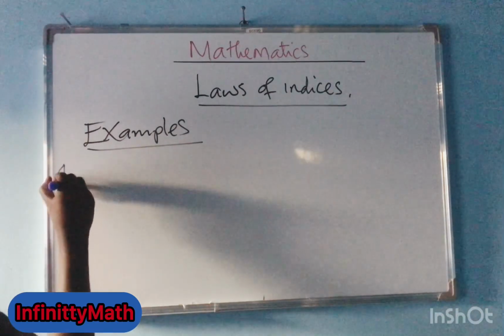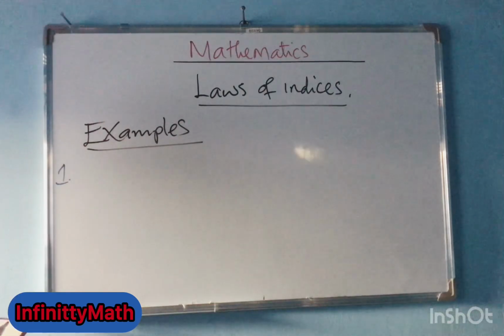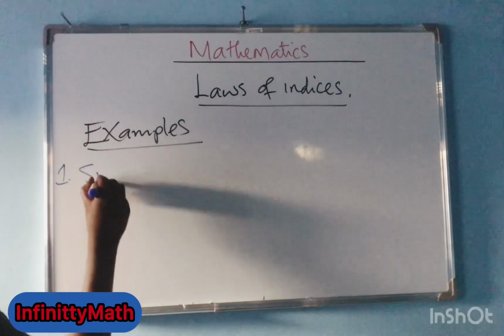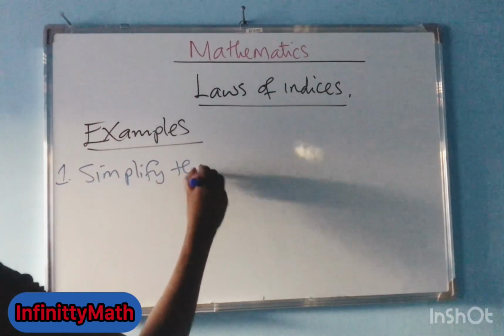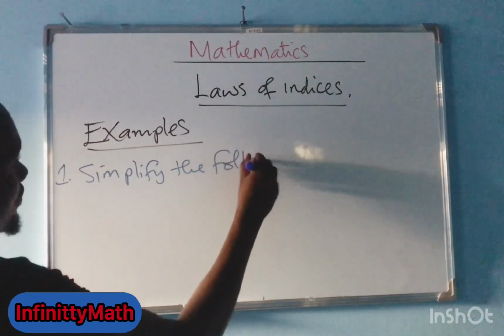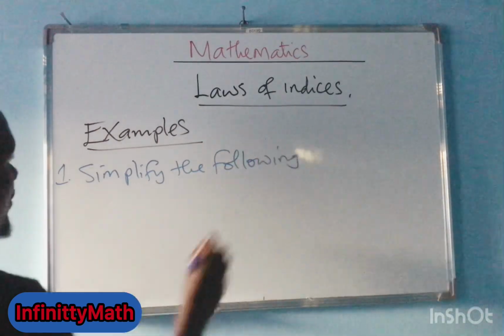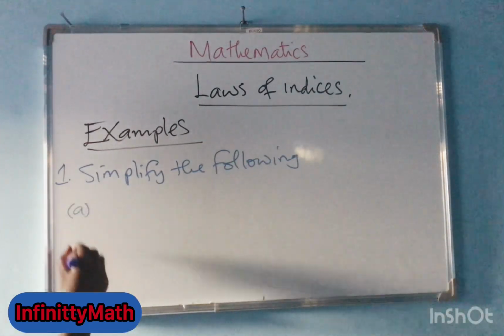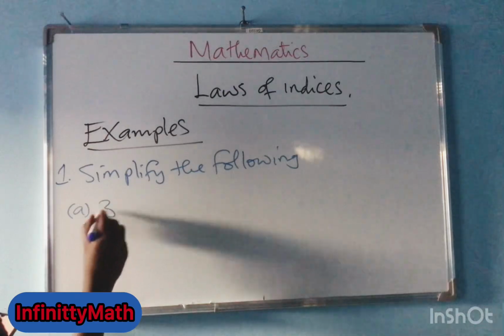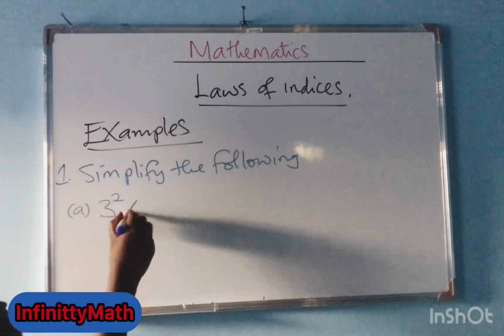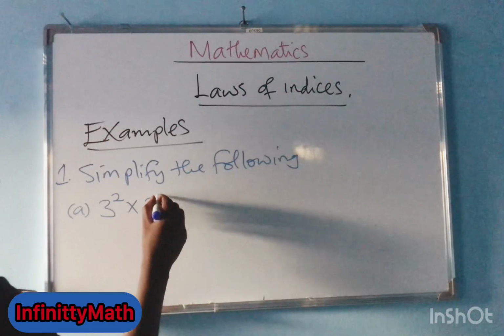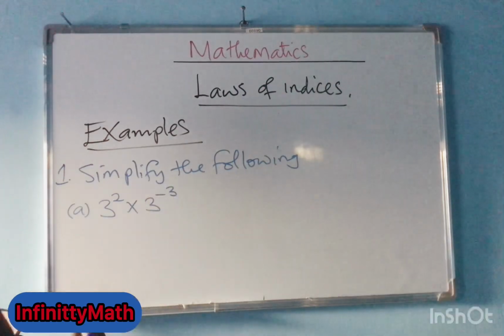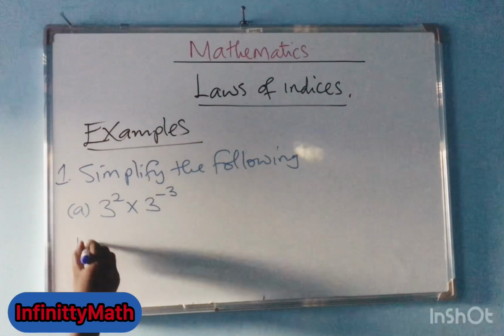So we have example 1. Example 1 would be: simplify the following. Part A will have 3 raised to the exponent 2 multiplied by 3 raised to the exponent negative 3. Part B, we can have another question.